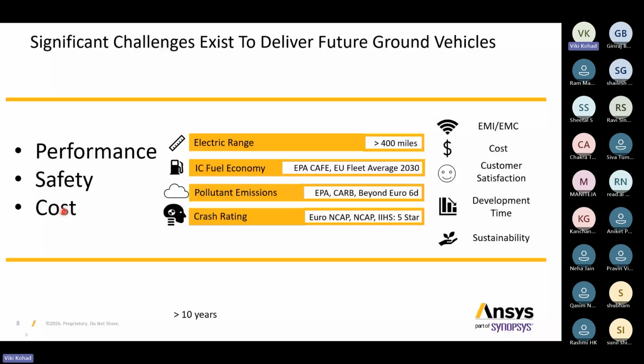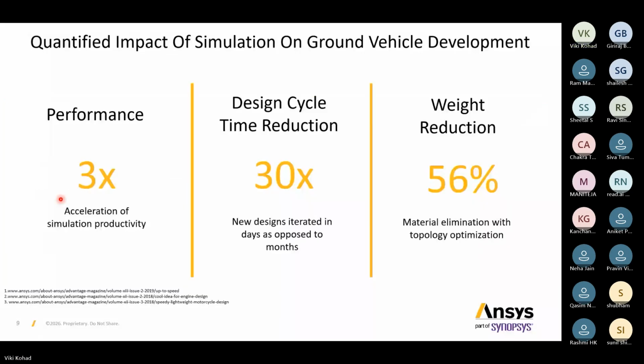By using the simulations, what we actually achieve is a 3x acceleration of the simulation product. 3x acceleration means, in whatever time there is, suppose one company is developing automotive vehicles, any vehicle you can take. Suppose that particular company develops one vehicle per year. Now, by using the simulations, they can develop 3 new vehicles per year.